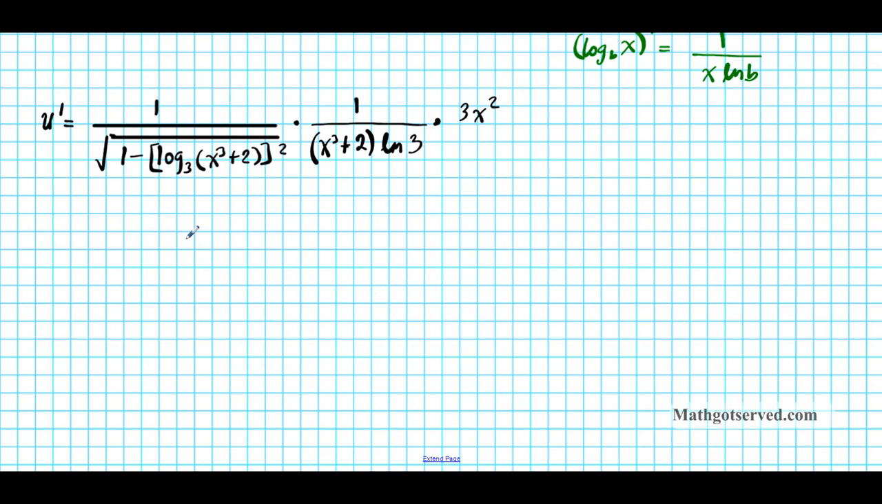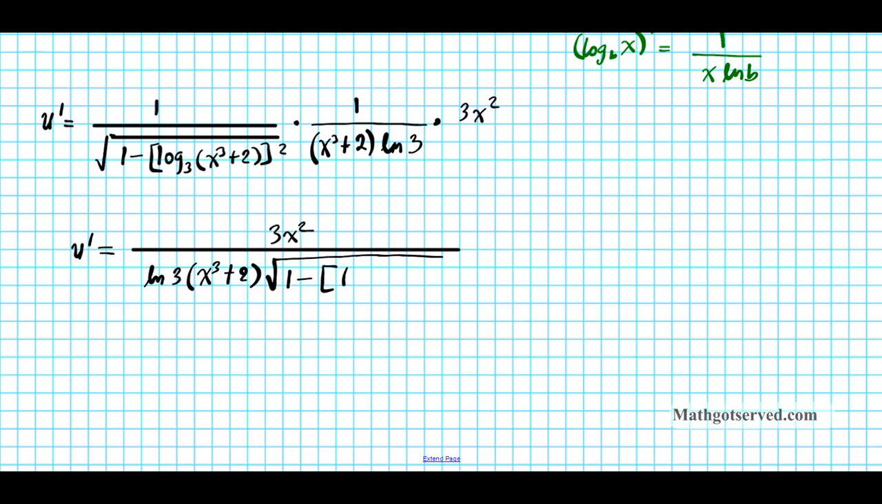Let's make it look pretty. So u prime is basically going to be 3x squared divided by, in the denominator, ln 3 times x to the third plus 2 times the square root of 1 minus the log base 3 of x to the third plus 2, raised to the second power. All right, so that's u prime.